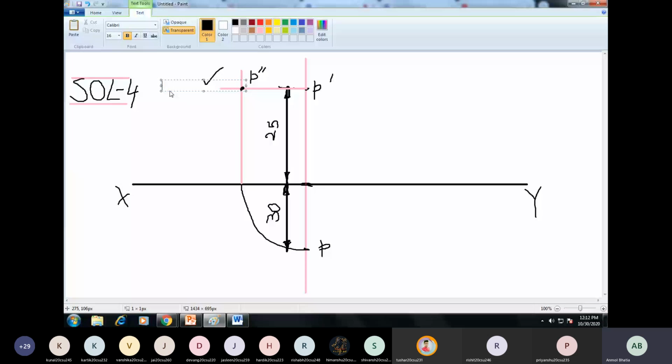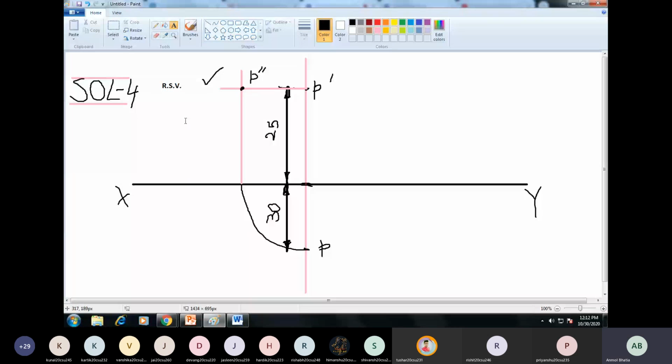It's called the right side view. Fine. This completes your question number 4. Done. If you want, you can take the screenshot. Shall we move to the 5th question now?